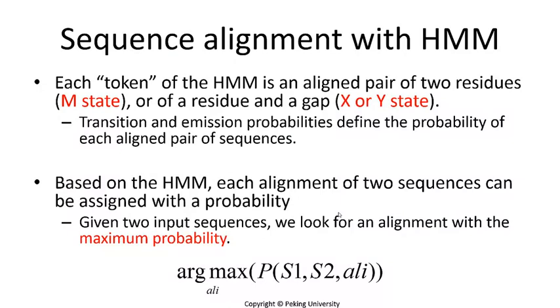The sequence alignment problem can thus be reformulated as a problem where we need to find the state paths that are most likely to generate the given token string under the given hidden Markov model. Specifically, we can use the idea of dynamic programming to solve it step by step.